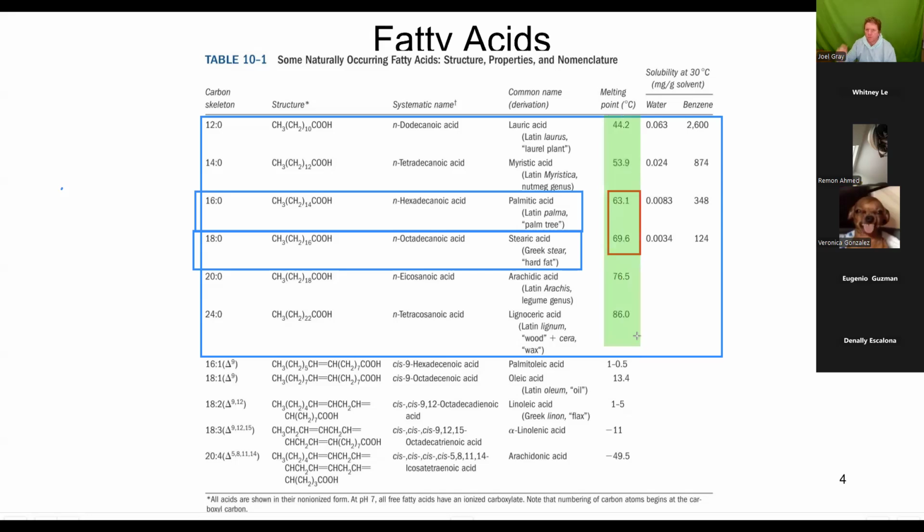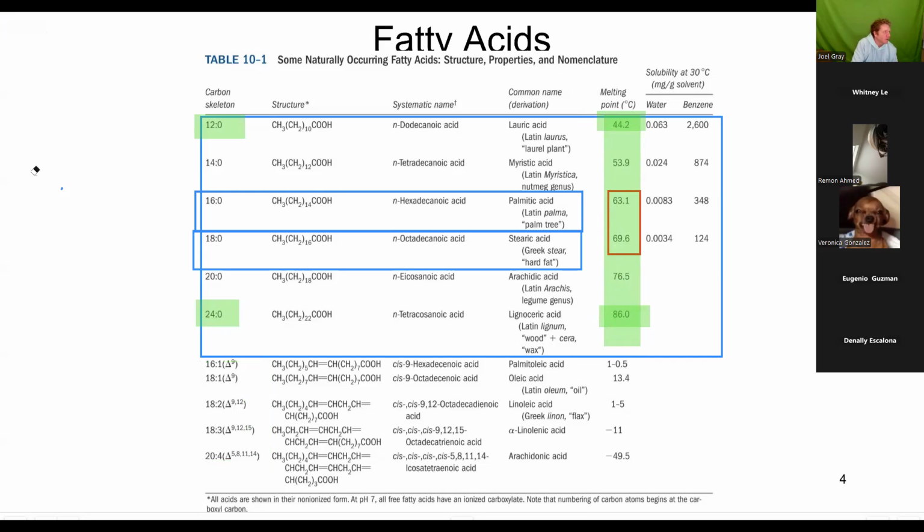Perfect. Wonderful, Morgan. As our number of carbons increases, when we go from 12 to 24, our melting point went from 44 to 86. Okay, so that's not completely linear, but it's a pretty steep increase. Then when we get down to the bottom half of this table, it's displaying our unsaturated fatty acids.